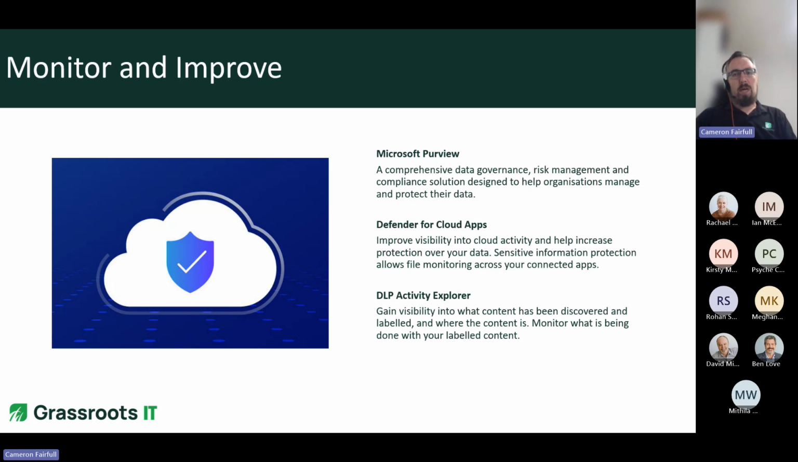DLP Activity Explorer, again, something I touched on earlier, is really that one-stop shop for looking at everything that is happening for all of the DLP policies that you have enabled, and knowing whether the content is being labeled correctly. Understand: is a policy too restrictive, or is a policy not restrictive enough? Understand what has actually been done with all of your labeled content, and where that content might be going.